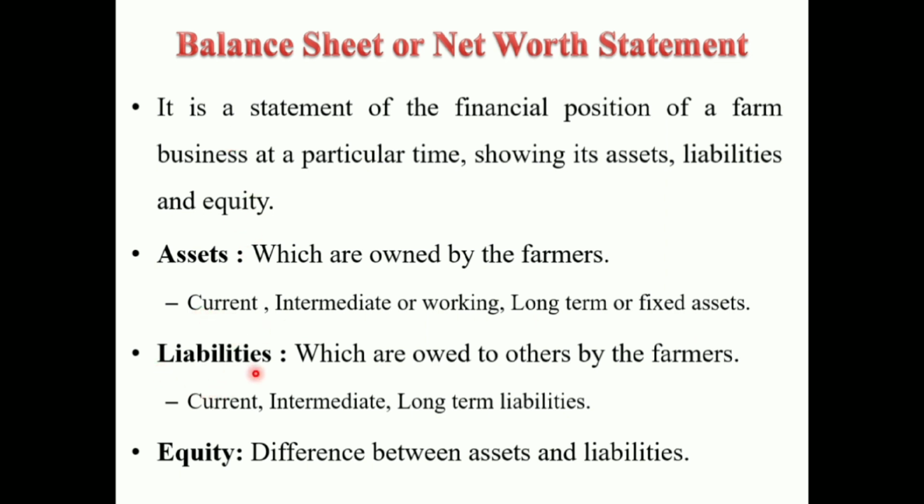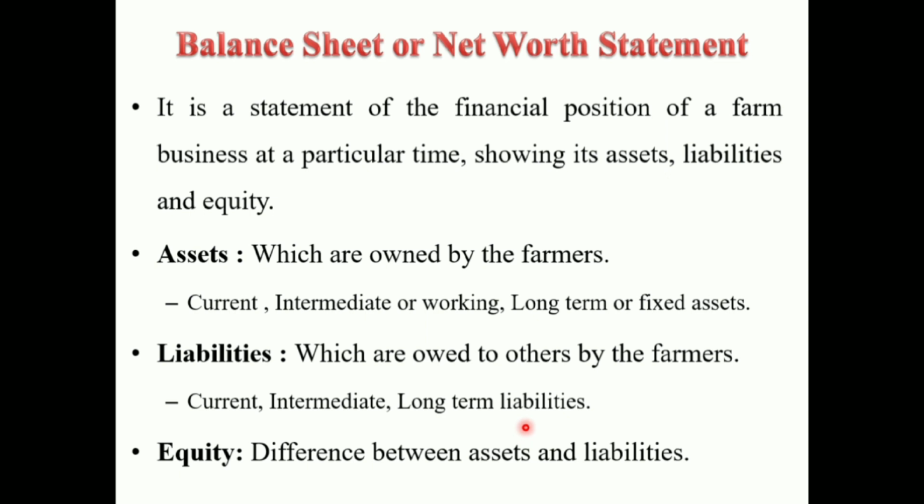Another component of the balance sheet is liability. Liability means what? Liability is what is owed to others by the farmers. Okay. What an entity owns is assets, and what an entity owes is called liability or obligations. That we call a liability. Again, liabilities are of three types: current liability, intermediate liability and long-term liability.